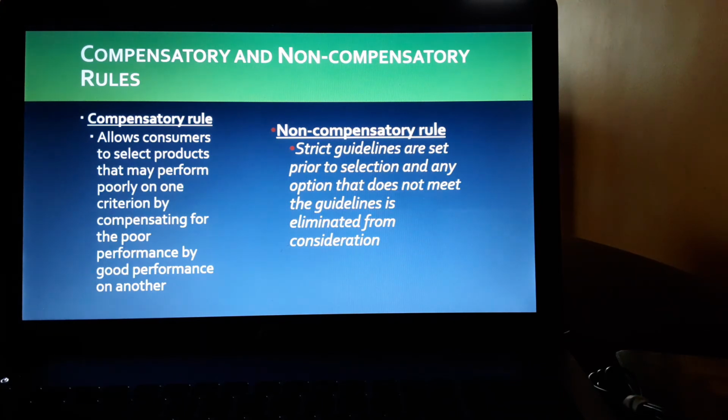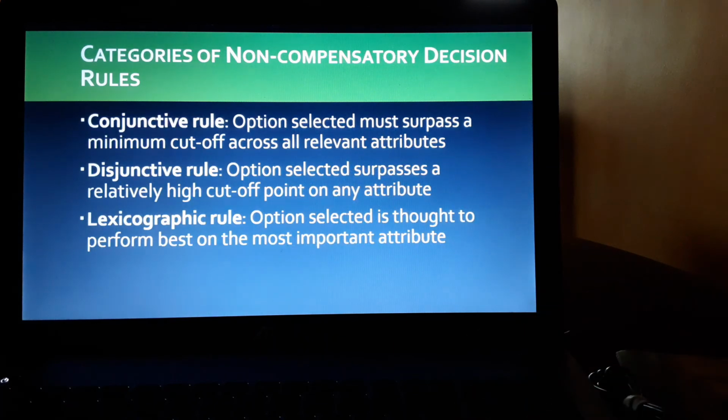I'm only going on vacation to an all-in-one resort. Deal breaker. I'm only going on vacation to a place where I can have my own little bungalow or whatever. So, categories of non-compensatory decision-making. Conjunctive rule: the option selected must surpass the minimum cutoff across certain attributes. So basically, it has to meet minimum requirements.